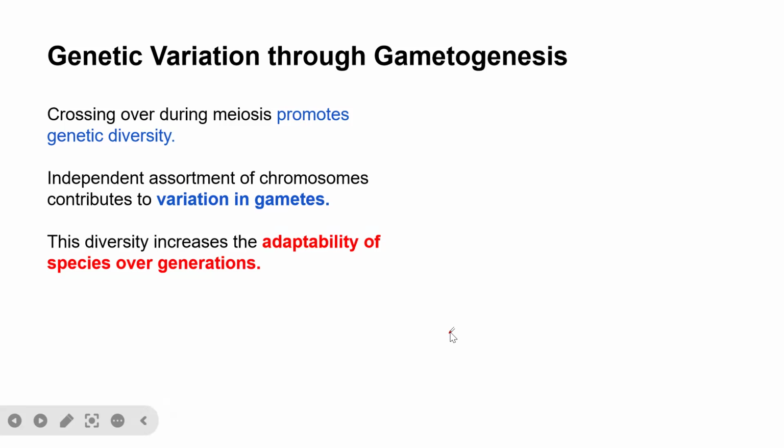So this diversity increases the adaptability of species over generations, because the environment is changing and all living organisms are trying to adapt and survive in the environment. So as a result of that, living organisms always tend to undergo genetic variation. So what are the things that promote genetic diversity or genetic variation? It is the crossing over and then the assortment of chromosomes.